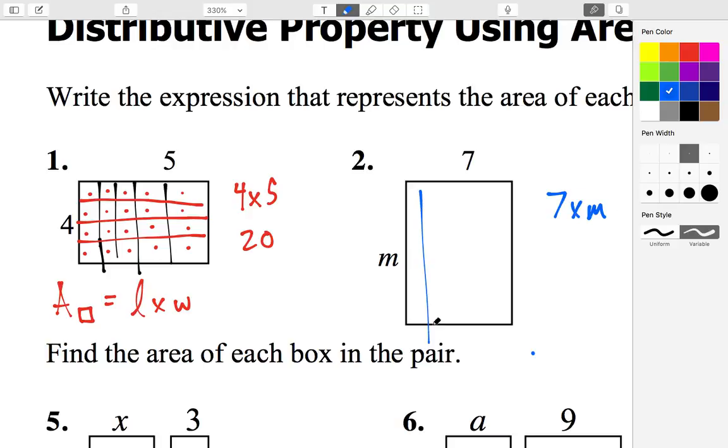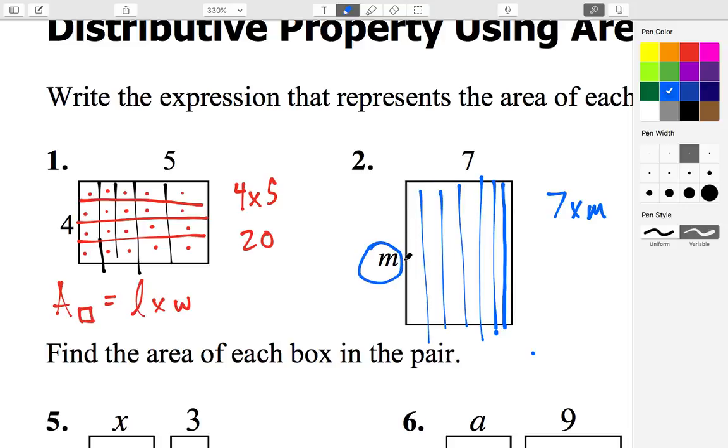We would know to cut this up into 7 columns. 3, 4, 5, 6, 7. I got to kind of squeeze it in. 7 columns, but we don't know how many rows to cut it up into. So this means that we need a placeholder. We know that we would multiply the same as we did here. So this becomes 7 times m, which is the same thing as just saying 7m.